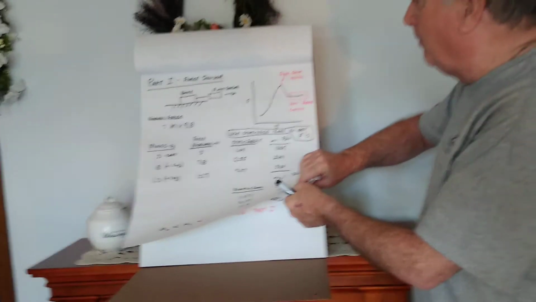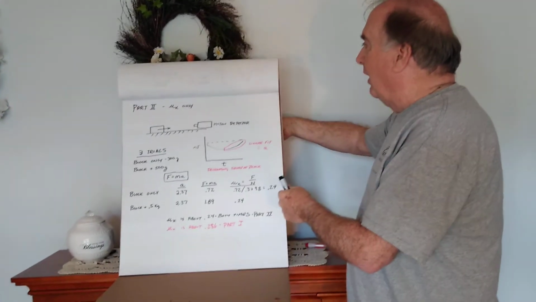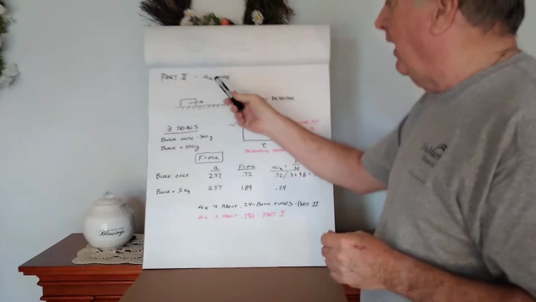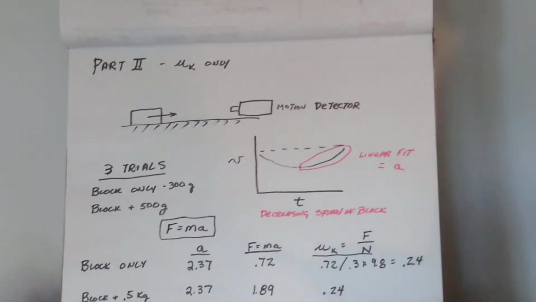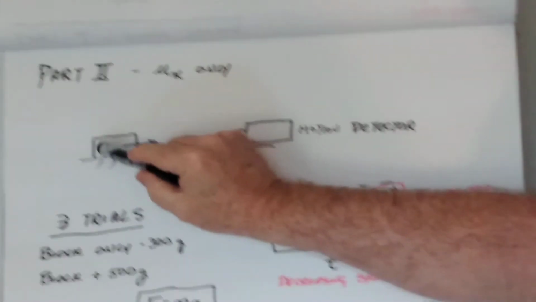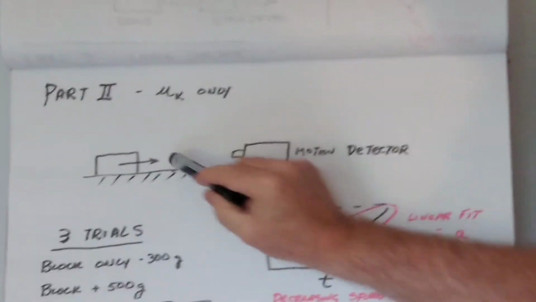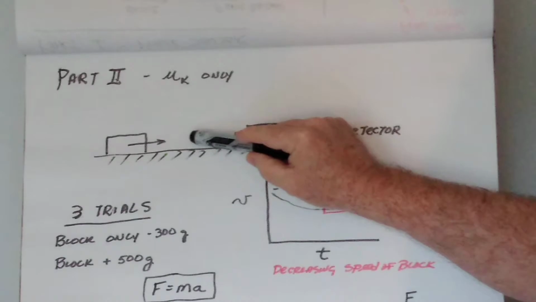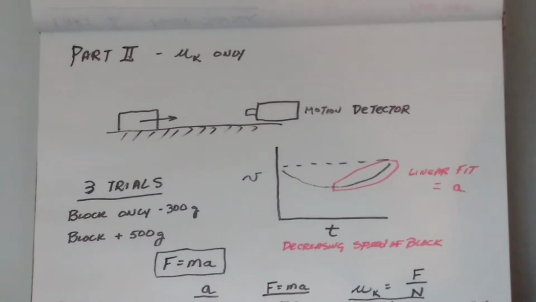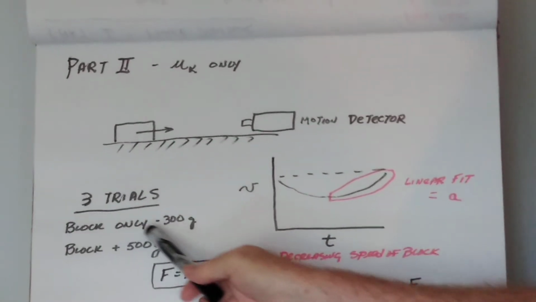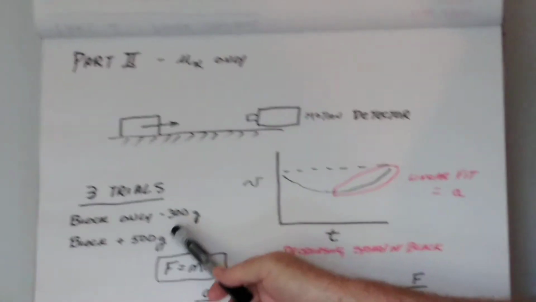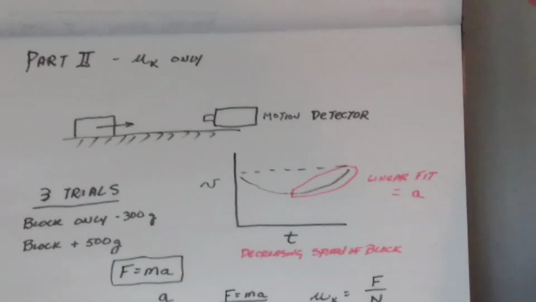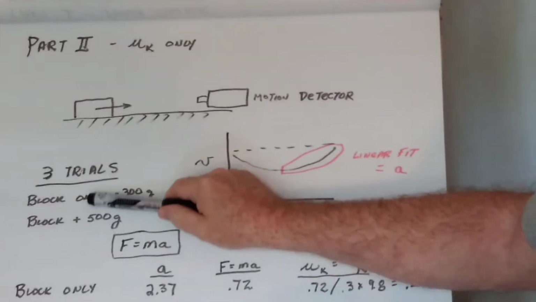We kind of do a repeat in part 2 in that we're going to check for the coefficient of kinetic friction only in this scenario. In this scenario, we're going to have a block and we're going to push it. We're going to have a motion detector and it's going to record the motion of the block. We're going to do 2 different scenarios, the block itself at about 300 grams and the block plus a 500 gram weight added to it. We're going to do 3 trials for each of these 2 scenarios.